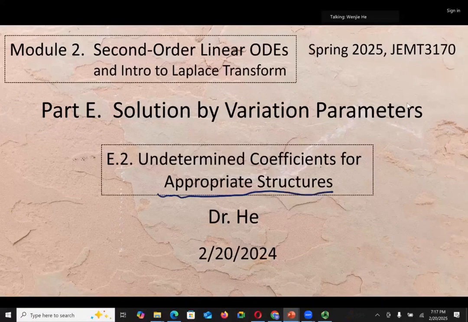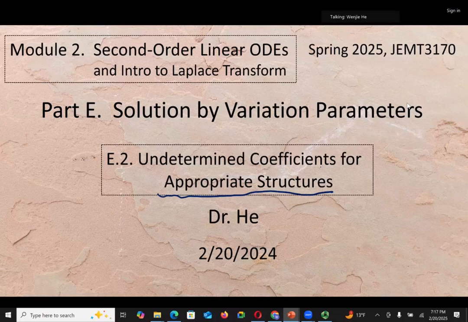We did one in the first half, that structure: sine, cosine. A times cosine plus B times sine. That's the structure, with undetermined coefficients, little a, little b. Those are undetermined coefficients. So in this E.2 topic, we need to learn more information about those appropriate structures.